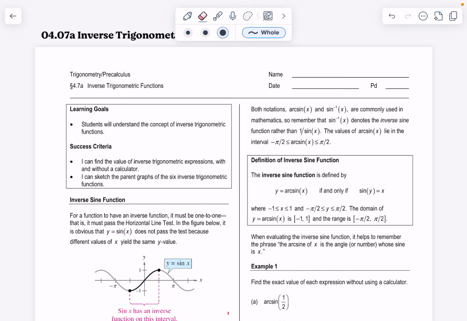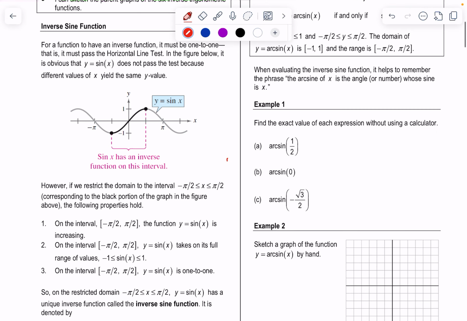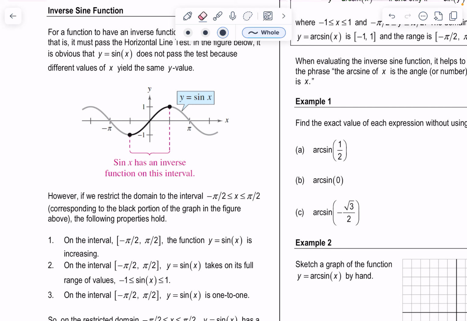This video is about inverse trigonometric functions. We are looking at finding the value of inverse trigonometric expressions with and without a calculator, and also sketching the parent graph of the six inverse trigonometric functions. We have here a basic sine function. We've already seen this one from the previous videos.